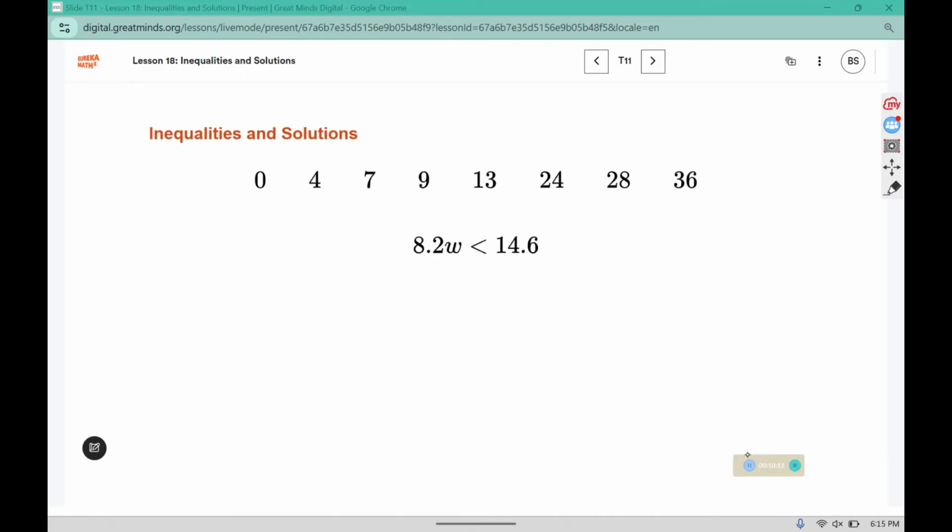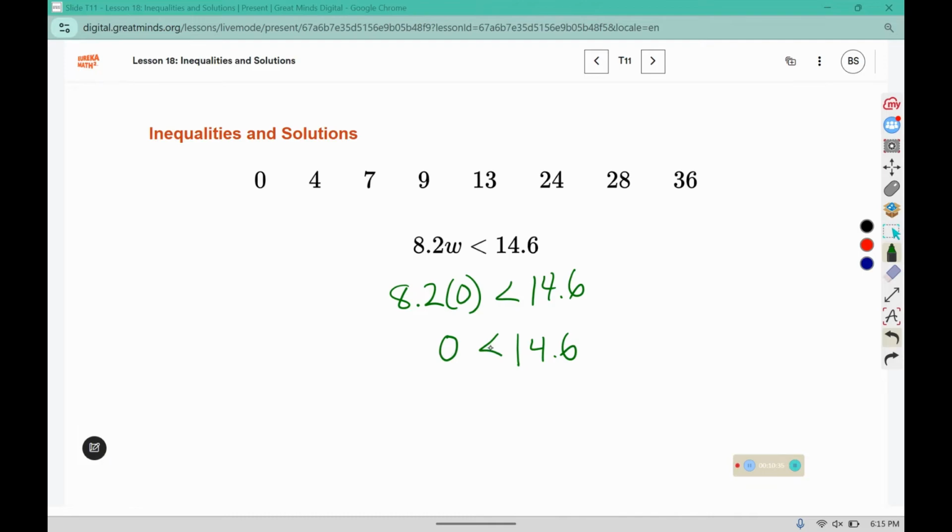Which of these values could I replace w with in this inequality to get a true inequality statement? Well, let's start with 0. If I replace the w with a 0, 8.2 times 0 is 0. So is it true that 0 is less than 14.6? Yes, 0 is smaller than 14.6. So this one is a solution to the inequality.